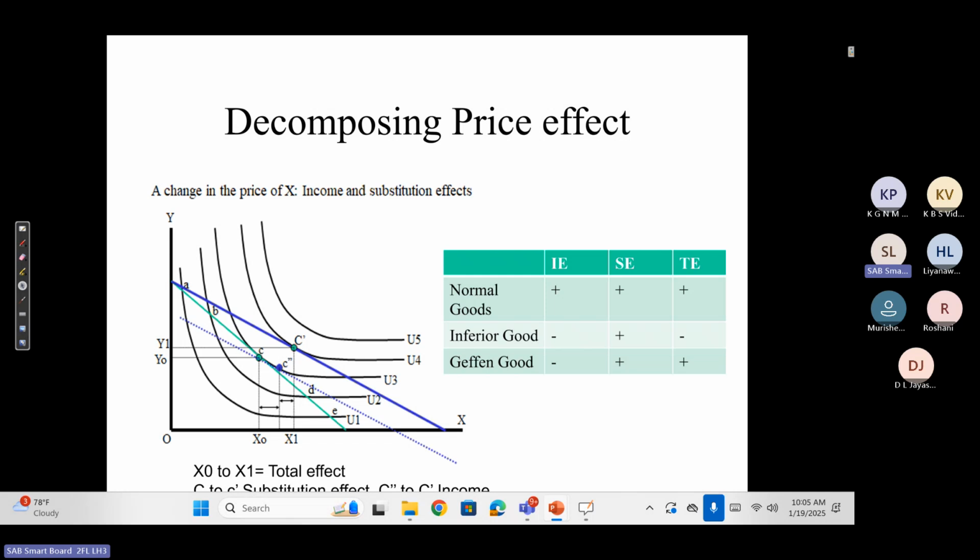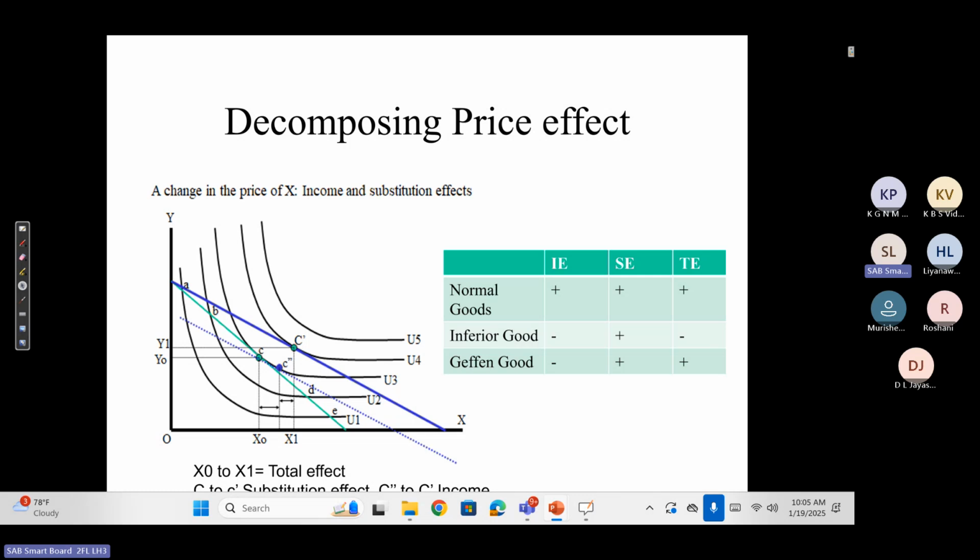Now this price change explains two things, right? Because based on this, we derive the demand curve. That explains the income effect and the substitution effect, right? So how can we identify the income effect and the substitution effect by looking at this price consumption curve, with respect to changing the price? We are going to decompose the price effect, right?